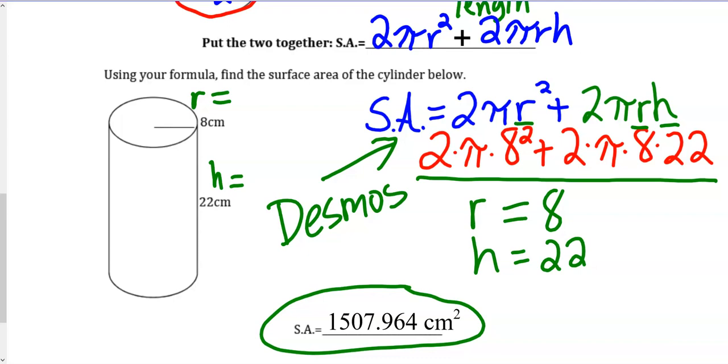All right, now you've learned how to find surface area of a cylinder. Using a net, we came up with a formula, and you'll be applying this to practical problems in class.